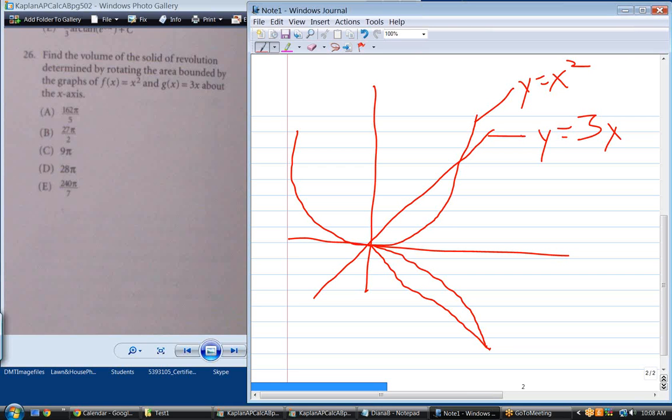Washers, probably, discs, or the third one, cylindrical shells, which you haven't gotten to. And there are no questions about cylindrical shells on this AP exam either. So, okay, then probably washers.